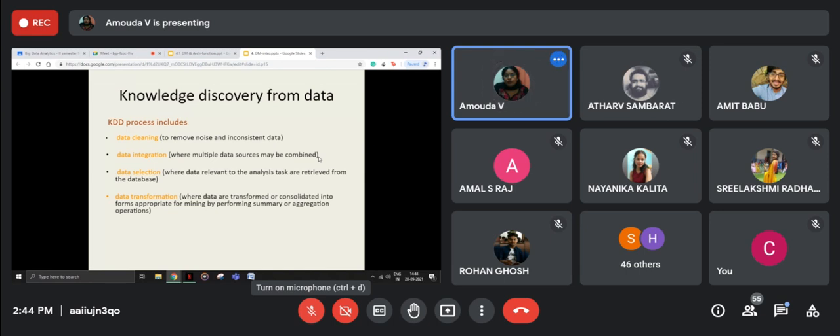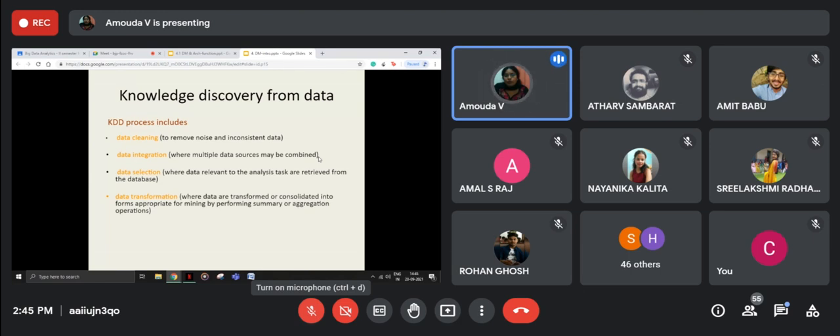Okay, fine. I selected the data which I want to mine, because only certain specific data I need, and only that data will be transformed into the way in which you want to mine by performing summary or aggregation operations.